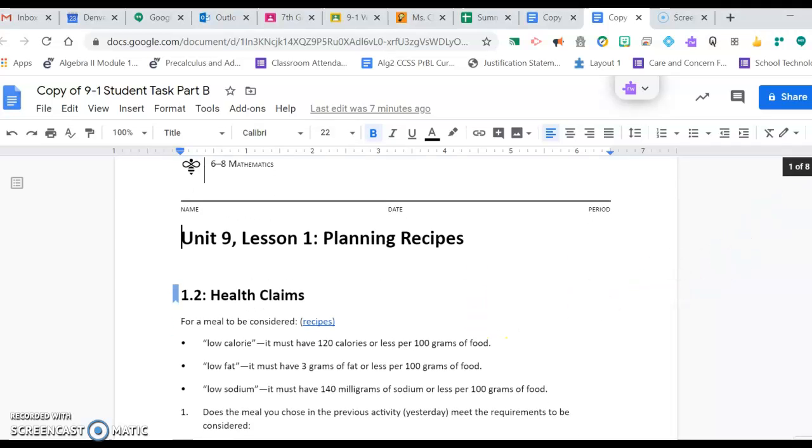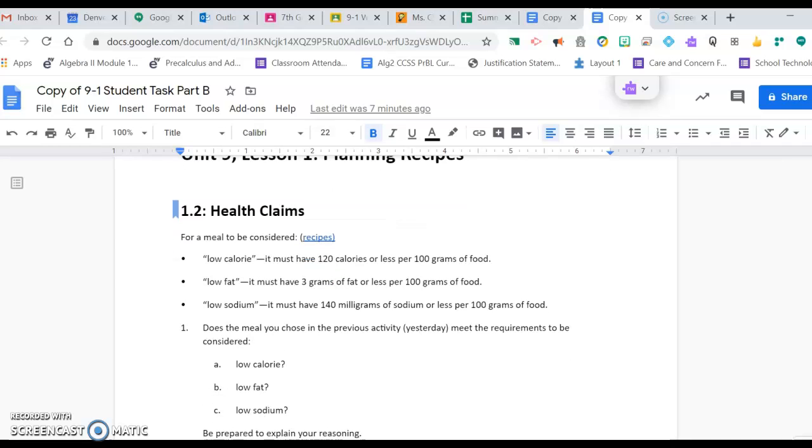So, in question 1, it says health claims. For a meal to be considered low calorie, it must have 120 calories or less per 100 grams of food. To be low fat, it must have 3 grams of fat or less per 100 grams of food. And to be low sodium, it must have 140 milligrams of sodium or less per 100 grams of food. Alright, so does the meal you chose in the previous activity yesterday meet the requirements to be considered low calorie, low fat, or low sodium?